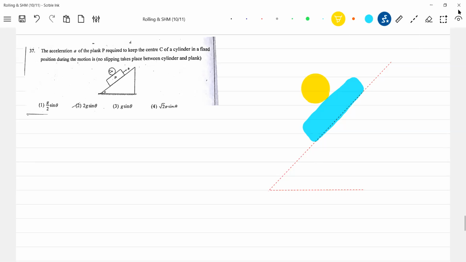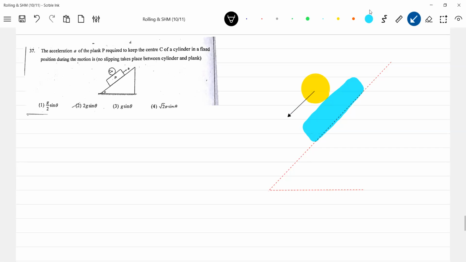Okay, let me proceed now. Let me indicate all the forces that are going to act first. mg, and the acceleration of the plank required to keep the center C of the cylinder fixed during motion of the plank. No slipping takes place between the cylinder and the plank.